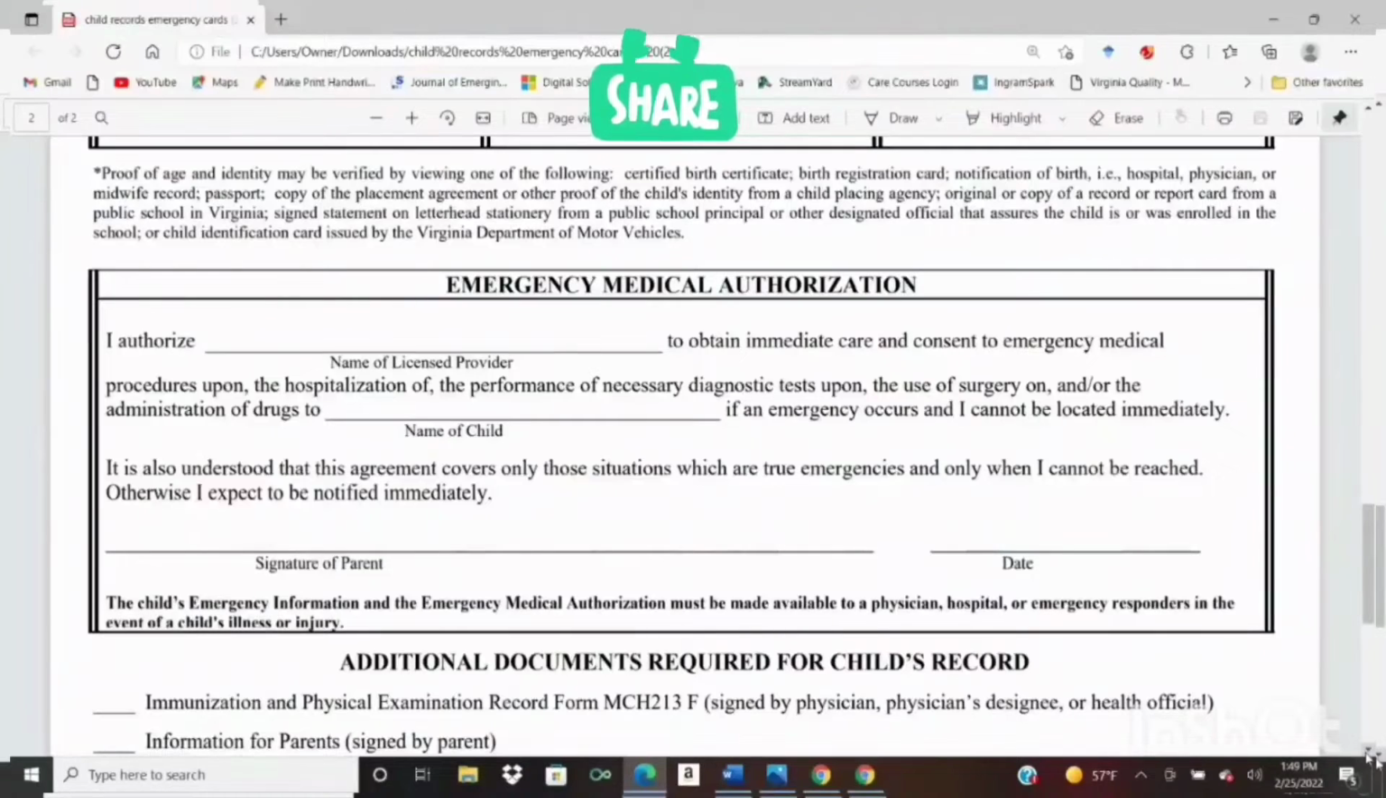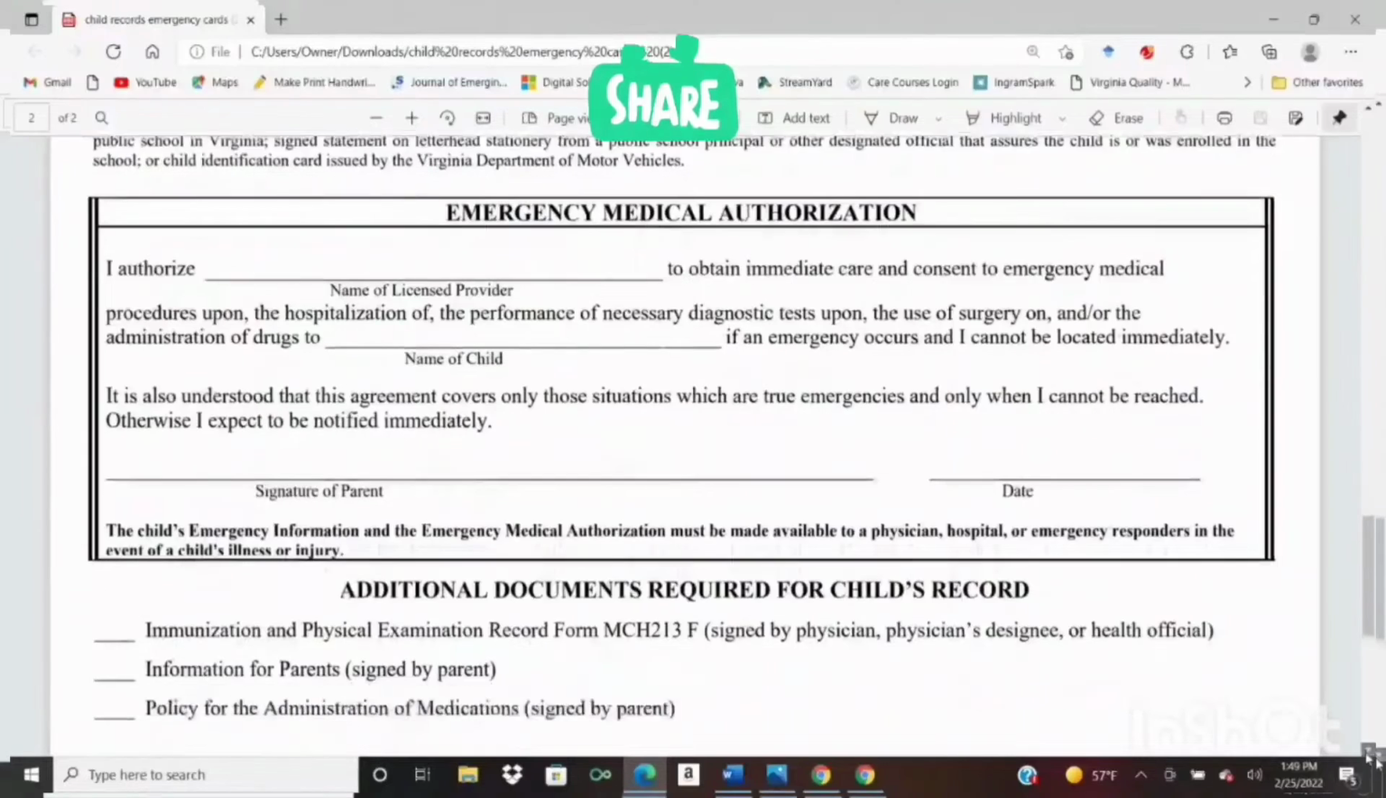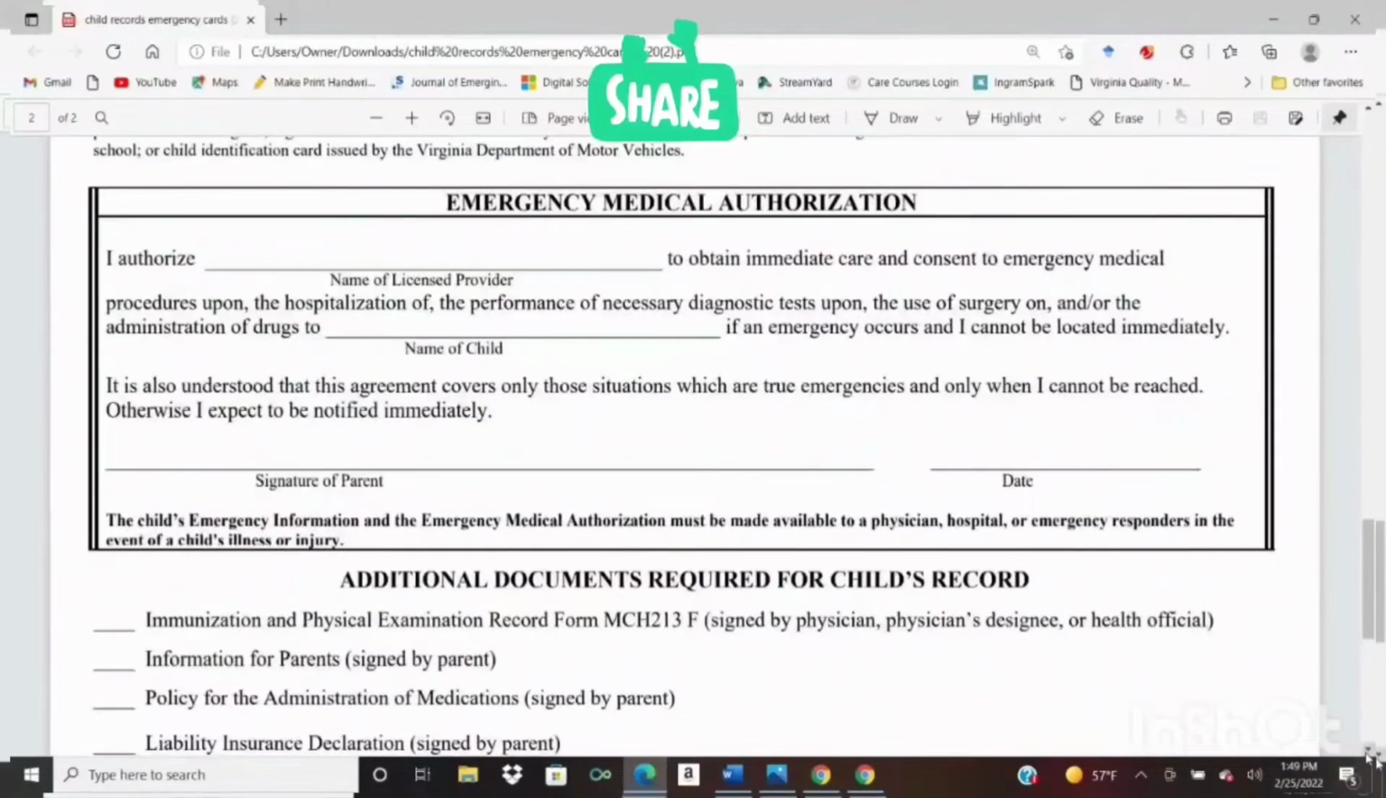So this is very important. This is authorizing your daycare provider to stand in place of you. You know, if you're not able to be reached immediately, if a child needs immediate medical attention, then the provider can provide consent. And this is consent. This paperwork is consent that they can start working on the child. You know, God forbid that happens. It's also understood that this agreement covers only those situations which are true emergencies and only when I cannot be reached.